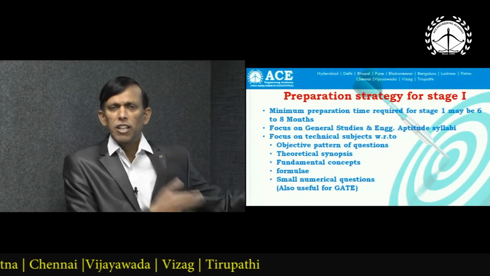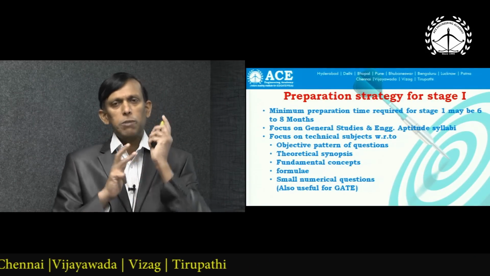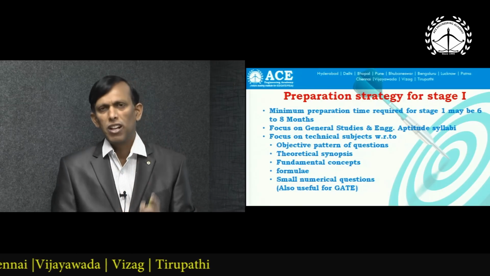See, as far as repeaters are concerned, you might have already studied technical subjects once or twice. Revision also might be over. You may prepare conventional questions in parallel to objectives also. But don't forget, beta, the general studies and engineering aptitude, which has a 40% share of the prelims, you don't neglect. For that you need some special focus or special attention.